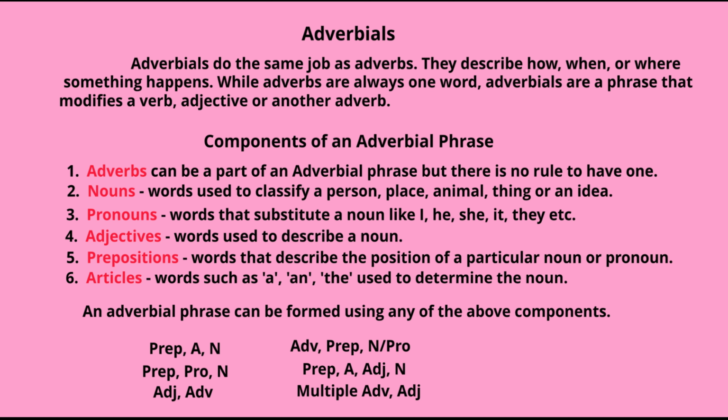Nouns. So, what are nouns? Words used to classify a person, place, animal, thing, or an idea. Pronouns. Words that substitute a noun like I, he, she, it, they, them, we, etc. Adjectives. Words used to describe a noun. Prepositions are words that describe the position of a particular noun or a pronoun. Articles are words such as a, an, or the used to determine the noun. So, an adverbial phrase can be formed using any of the above components.